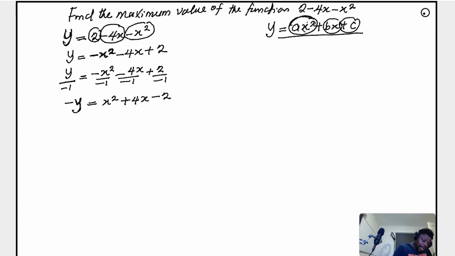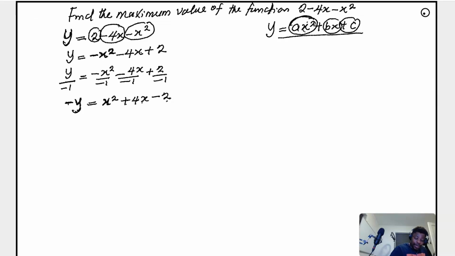So this is what we have now. It's like you are just multiplying by minus 1. So minus 1 times y; minus 1 times minus x squared, that is plus x squared; minus 1 times minus 4x, that is plus 4x; minus 1 times plus 2, that is minus 2. So let me just take this off. That is what I've done, and this is what we have now.